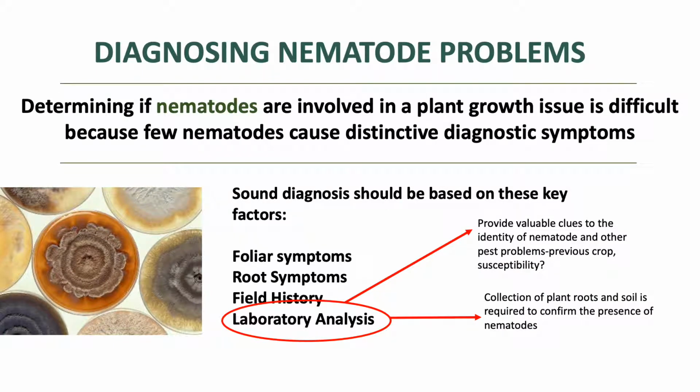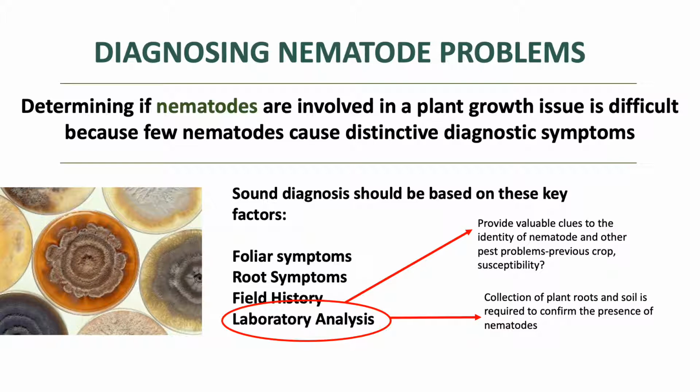When it comes to diagnosing nematode problems, it can be quite difficult because few nematodes do cause distinctive diagnostic symptoms. Symptoms vary greatly and may be quite indistinct. Above ground, you can see water and nutrient stress, premature wilting, stunting, chlorosis, and usually within a field you'll see a patchy or spotty distribution of symptoms. Nematode problems are often misdiagnosed and blamed on lack of fertilizer and water.